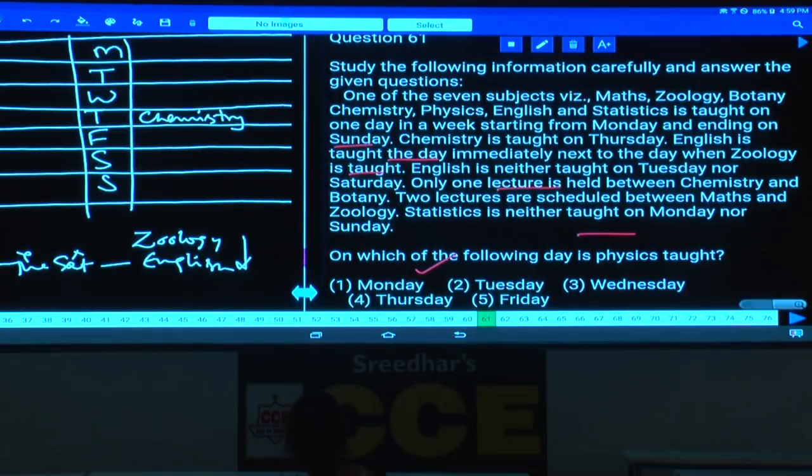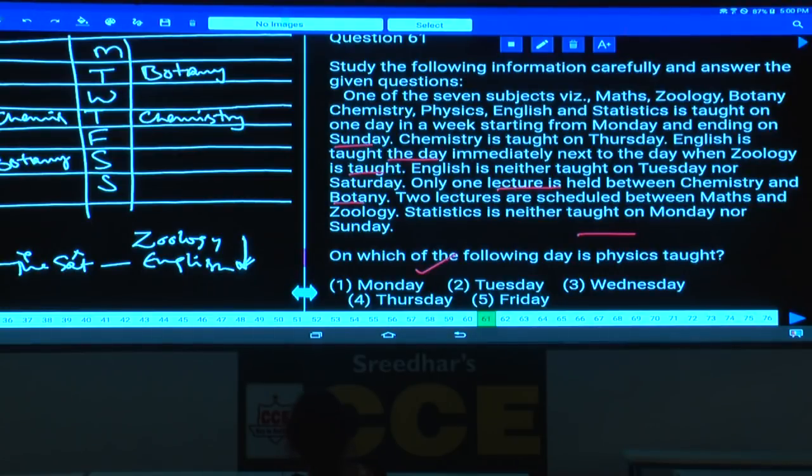Only one lecture is held between chemistry and botany. As chemistry and botany, how many are there? There must be exactly one. As botany can be here, this is the first possibility. Then what is the second possibility here? Now if chemistry is here, botany can be on Saturday, isn't it? Now this botany can be taught either before or after this chemistry. And 2 lectures are scheduled between mathematics and zoology. Now between mathematics and zoology there must be exactly 2. And now zoology and English are there. English is immediately after the zoology.